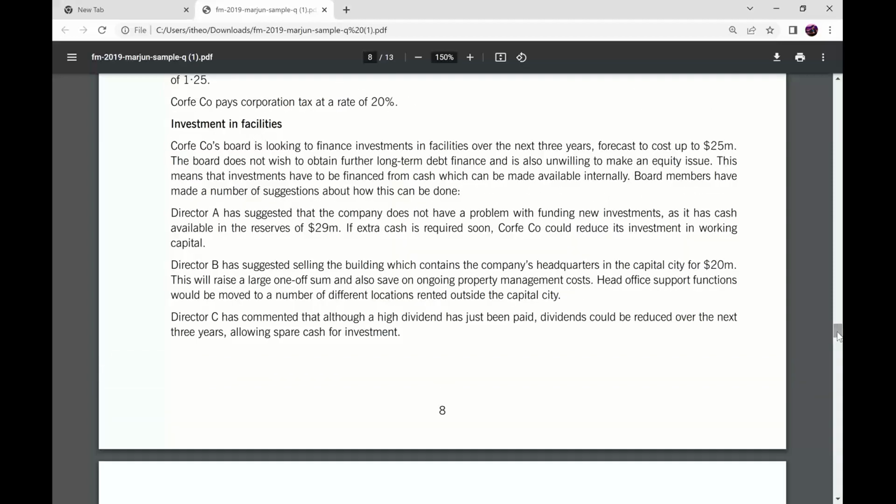In this paragraph, it was mentioned that the Corfez board was looking to finance investments which are expected to cost 25 million. They don't want to raise debt. They don't want to raise equity. Investments must be financed from internal cash. Director A has suggested use reserves, B has suggested sell the company's headquarters, and C has suggested reduce dividends.